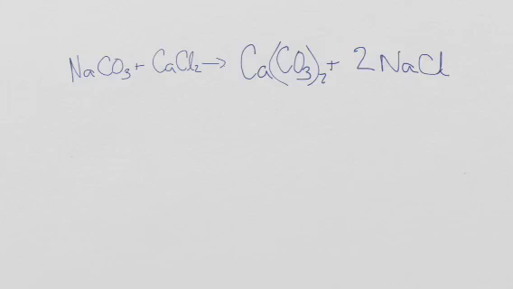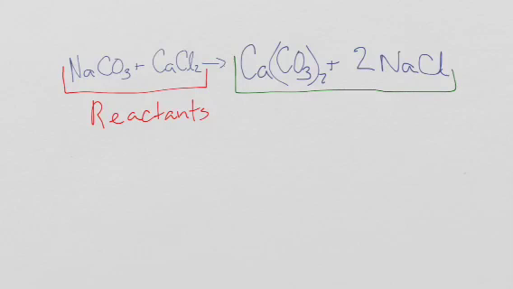on the left side of the arrow or the yield sign, these guys right here, are referred to as reactants. They're the ingredients that are going to be mixed together to create what's on the right side, known as your products. So your reactants mix together and they react and they produce the products.